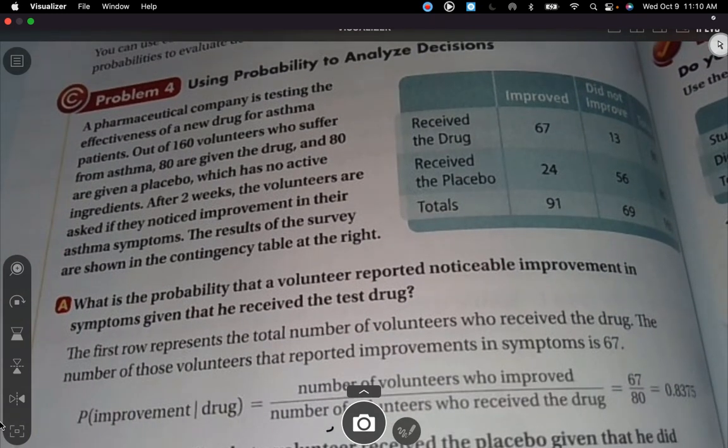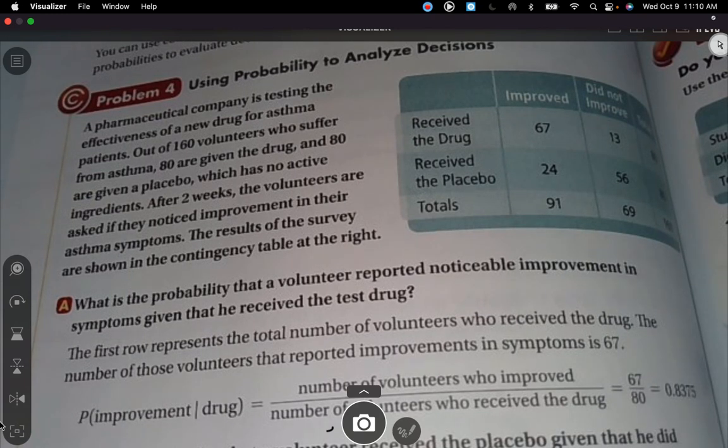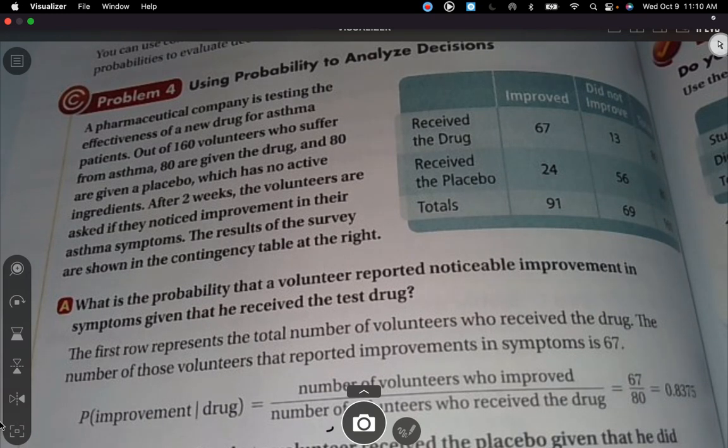Okay. A pharmaceutical company is testing, I think this is just like yesterday's. No, you cannot be nosy. A pharmaceutical company is testing the effectiveness of a new drug for asthma patients. There are 160 volunteers who suffer from asthma. 80 are given a drug and 80 are given a placebo. Bless you. Thank you. Placebo, everybody knows what that is? It's like a sugar pill.